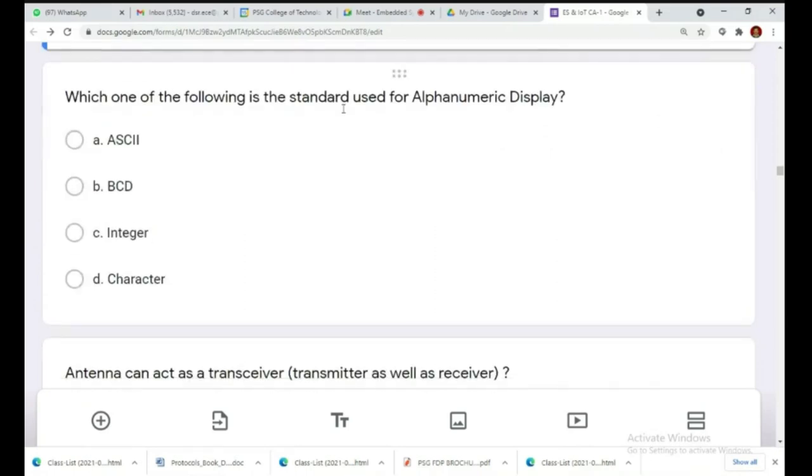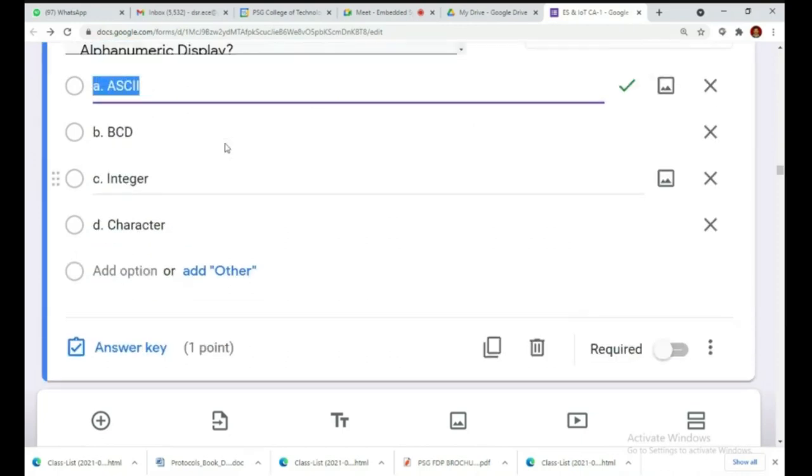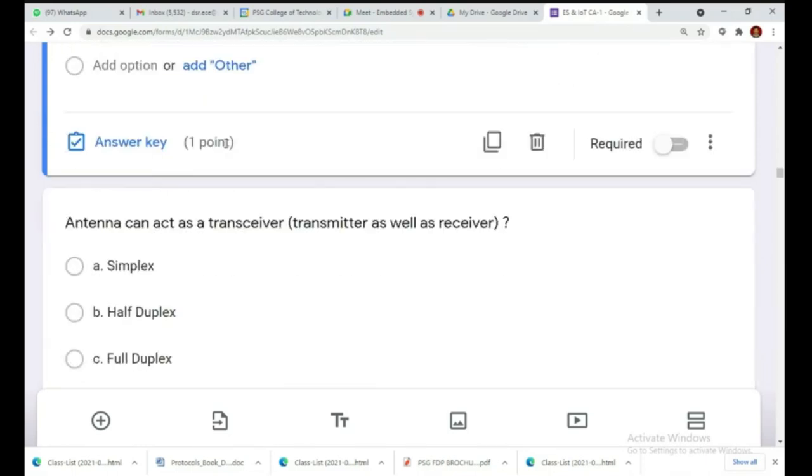So which one of the following is the standard used for alphanumeric display? Normally, to display alphanumeric characters, American Standard Code for Information Interchange is used, as we all know very well. BCD is only for numbers, integers are only for numbers, and characters are only for characters alone, right? So it is easy for us to remember. ASCII is the right answer. American Standard Code for Information Interchange is the standard used for alphanumeric display. So the right answer is A.